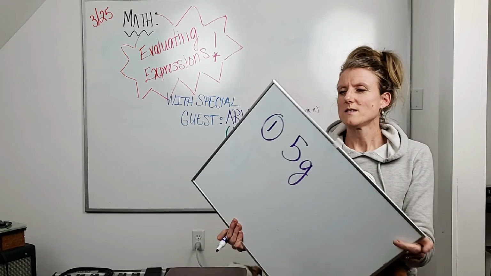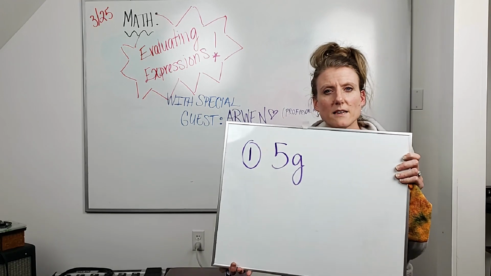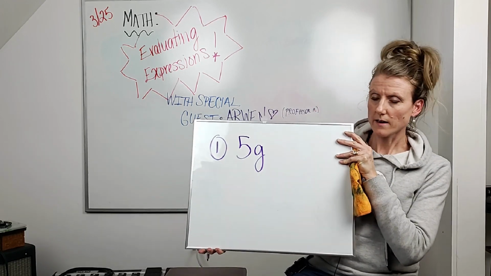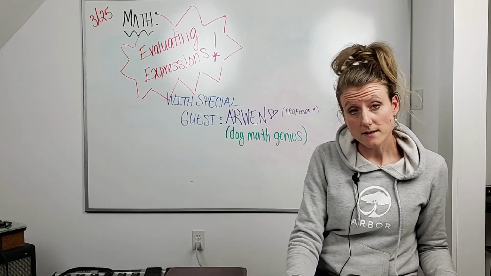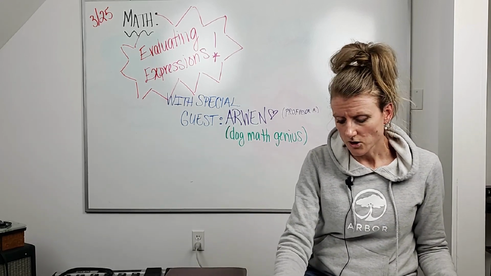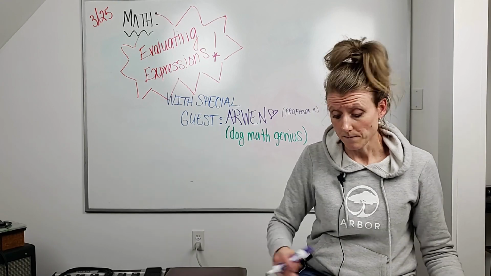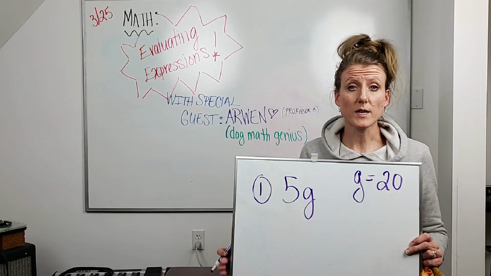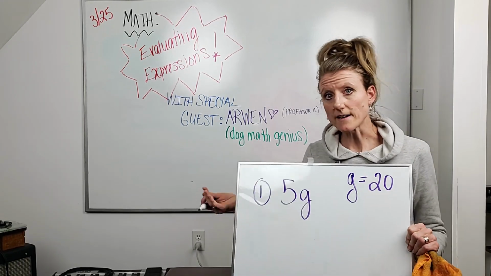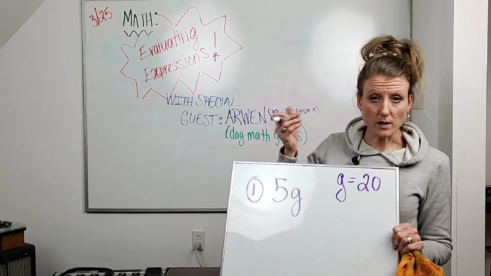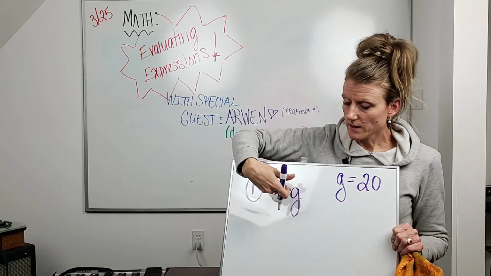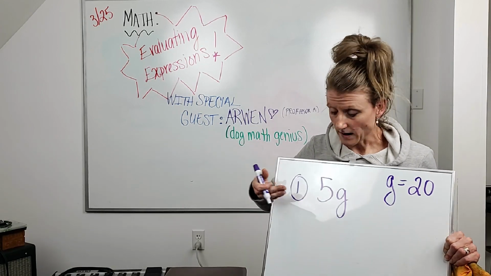I'm going to give you this expression, which says 5g. Hopefully you guys can see that okay. And we're going to give a value to g. I'm going to tell you that the value of g is 20. Okay, and again, g would be called, we want to stray away from saying letter now. We're going to say variable. That would be our variable. So the variable equals 20. What we want to do is put that in for g, as some of you may have guessed.